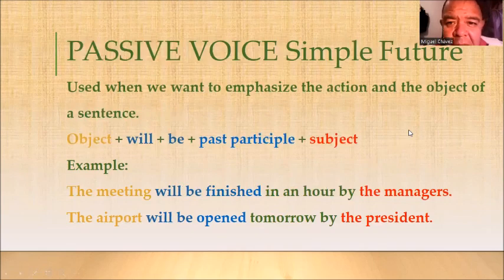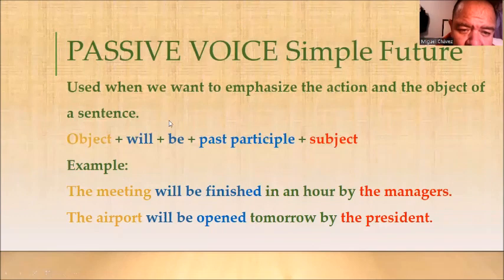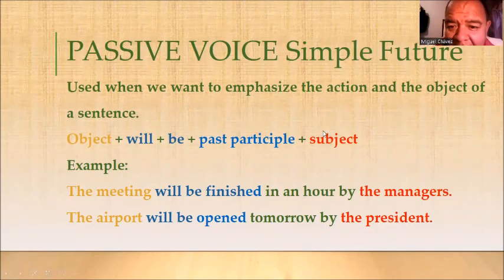What is going to happen in the passive voice? Remember that we use it when we want to emphasize the action and the object of a sentence. Opposite to the active voice, first we are going to mention the object, then will, but we are going to use the verb be in simple form. Will be is going to be an important part for the passive voice. Then the past participle, and then the subject if we want to.